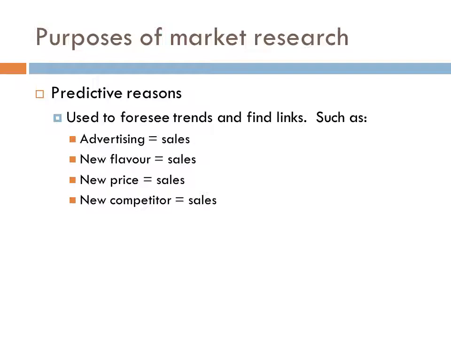Market research can also be used for predictive reasons. So information can be used to predict trends and find links between sets of data. This will help the business to predict what will happen in the future. For instance, we can calculate the extent to which advertising influences new sales. We can discover whether introducing a new flavour might affect the sales of existing flavours, say of ice cream. Predicting whether a new price will boost sales value, because it might mean that fewer people buy, even if we put the price up, which might mean we actually come out with less money. And examining the likely effect of the arrival of a new competitor on profit levels.